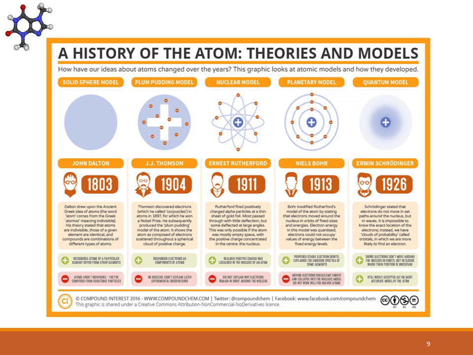The quantum model proposed by Erwin Schrödinger in 1926 remains the most widely accepted model of the atom. The most important information about the quantum model is that electrons do not move around the nucleus in a set path. Instead, they travel in clouds or orbitals where their exact position cannot be determined.